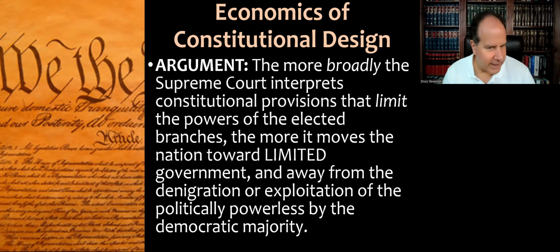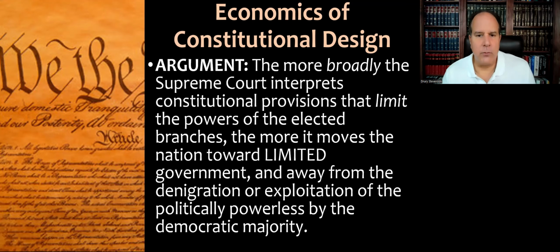And one of the ways that we get a more limited government is if the courts give a robust or broad interpretation to any provisions in the Constitution related to checks and balances. Or in other words, if they say, look, the executive branch can only do what's delineated clearly in the Constitution. Congress can only do what's spelled out in Article 1 of the Constitution, and so forth.